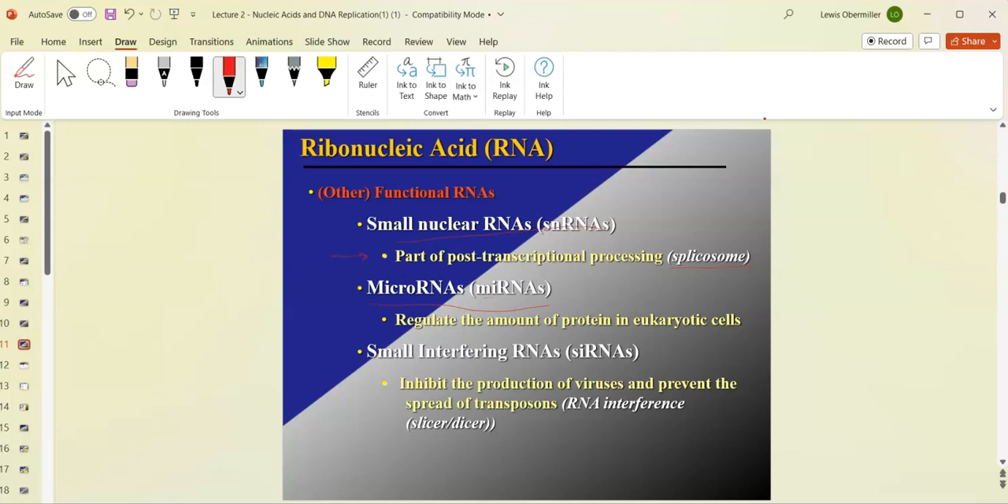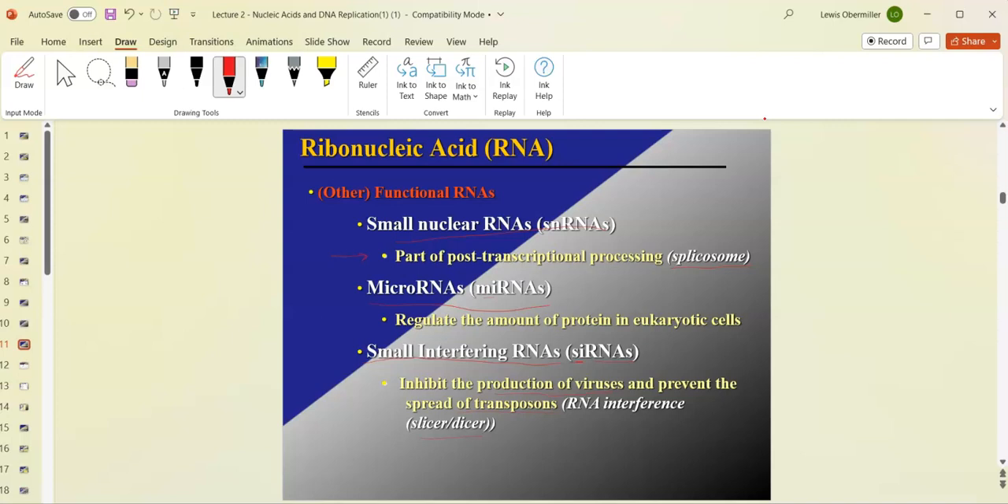But anyway, your own cell makes antisense RNA, which can interfere with protein synthesis in the same way that RNA interference works as well. And then there's other things. These are also interfering RNAs, small interfering RNAs, and these protect against viruses and prevent the spread of transposons, which are transposable elements. And if we have time, we'll talk about these.